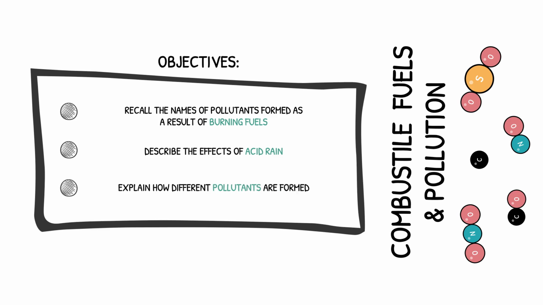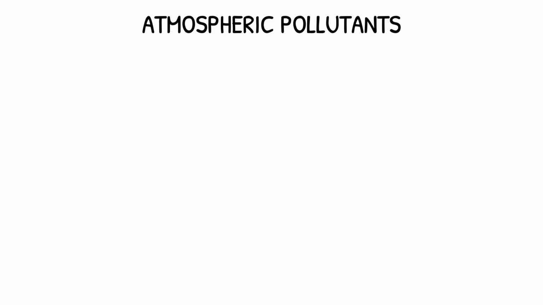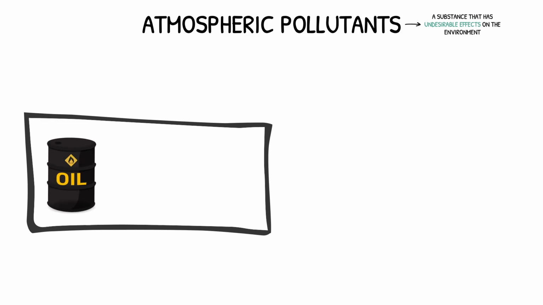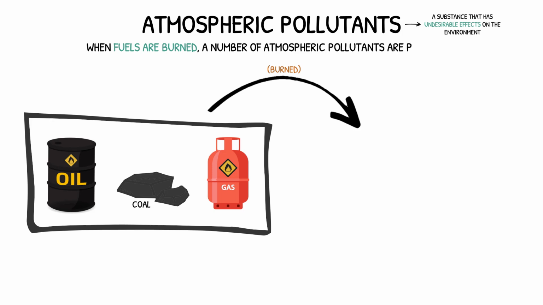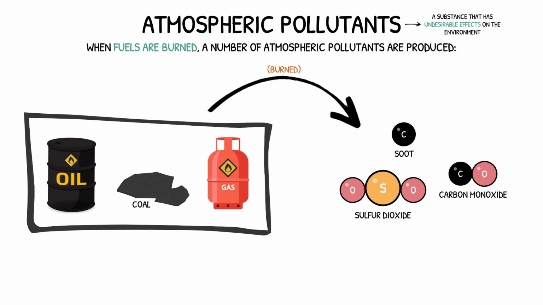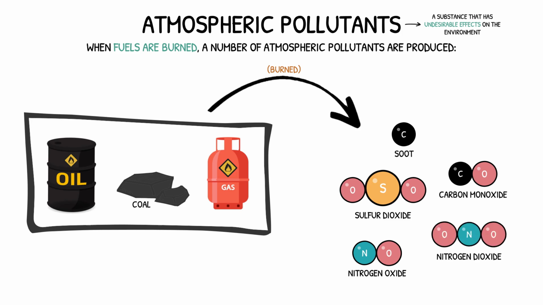So, let's go! A pollutant is a substance that has undesirable effects on its environment. When fuels such as oil, coal, and gas are burned, a number of atmospheric pollutants can be released, namely soot, carbon monoxide, sulfur dioxide, nitrogen oxide, and nitrogen dioxide.